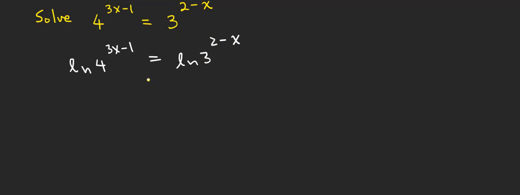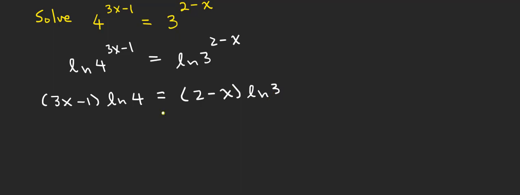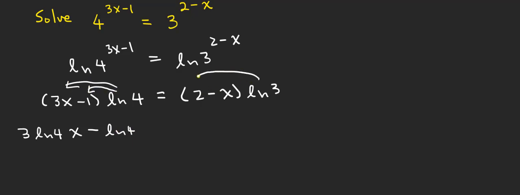So again, using the power property, the quantity 3x minus 1 goes before natural log of 4, and the quantity 2 minus x goes before natural log of 3. Now, we need to distribute natural log of 4 here. So you get 3 times natural log of 4 times x minus natural log of 4. I just distributed the natural log of 4. Now I'm going to distribute natural log of 3 over here. So you get 2 natural log of 3 minus natural log of 3 times x.